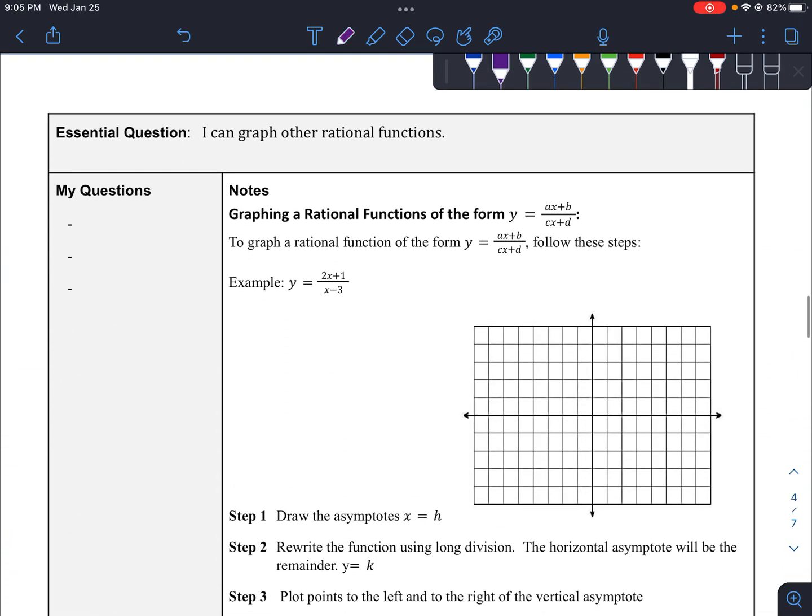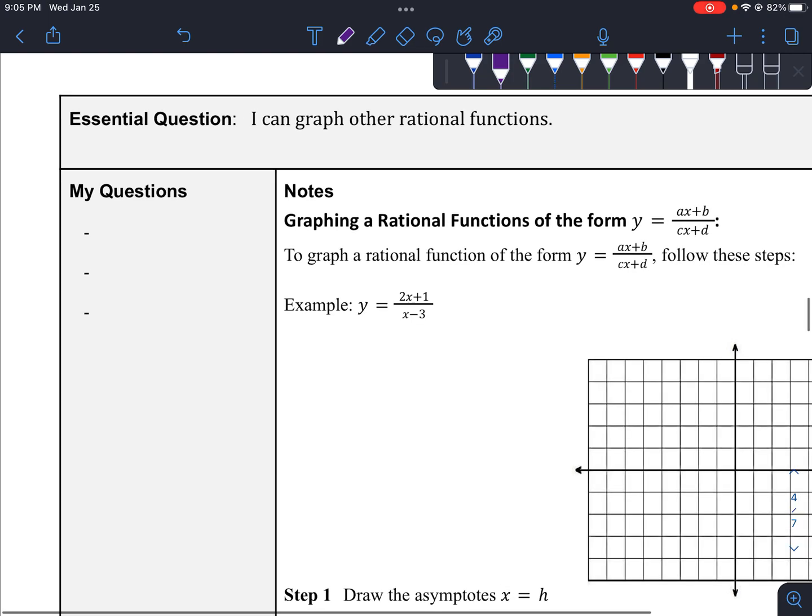Okay, coming down here for the last part. So there are 3 types of rational functions: a over x, and then we talked about a divided by x minus h plus k.